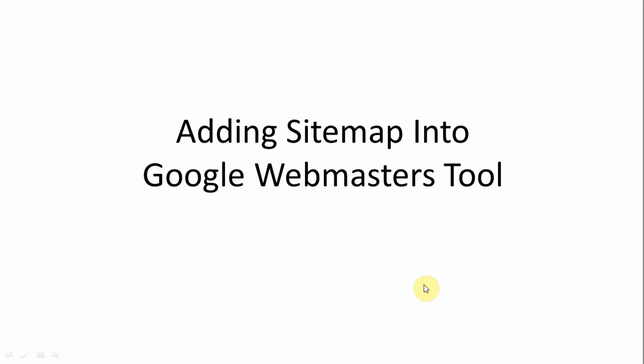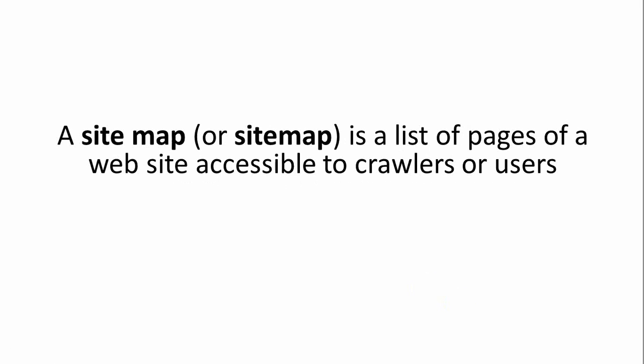In this lecture, we're going to discuss how to add a sitemap into Google Webmaster Tools. So basically, the question is, what is a sitemap? A sitemap is a list of pages of a website accessible to crawlers or users. In simple words, a sitemap is a piece of code that lets the search engine crawlers know what to index in your blog. So it really helps and makes indexing your website very fast.